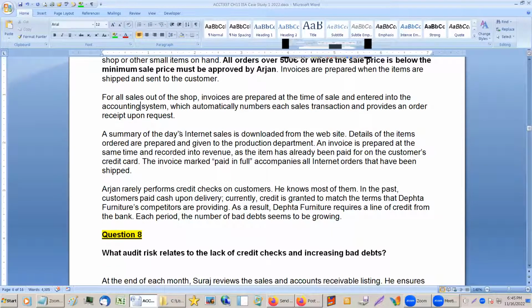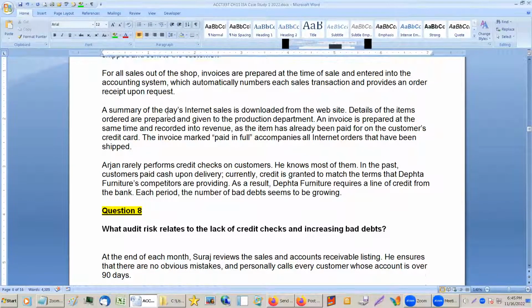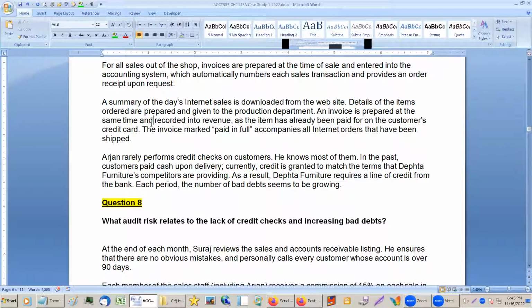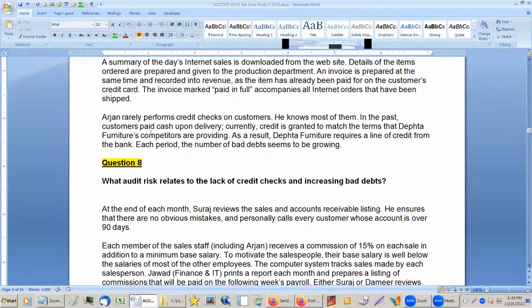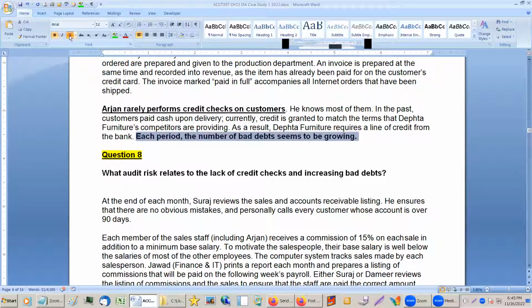Okay. Number of sales transactions, blah blah blah. Arjan readily performs credit checks on customers. It is a he. He knows most of them. Each period the number of bad debts seems to be growing.